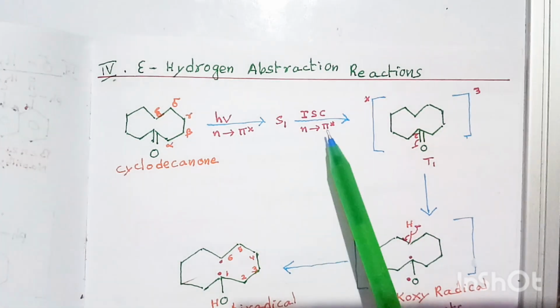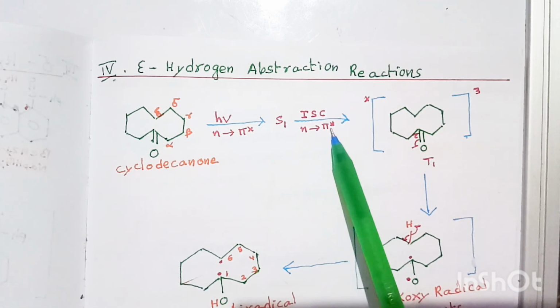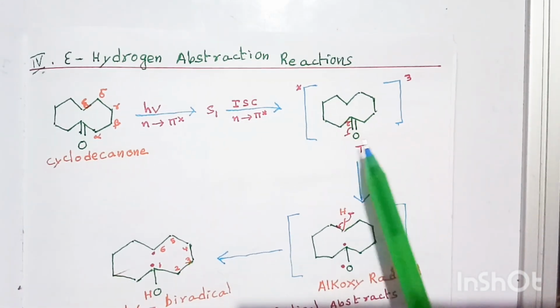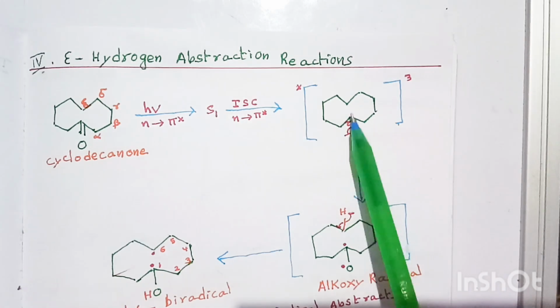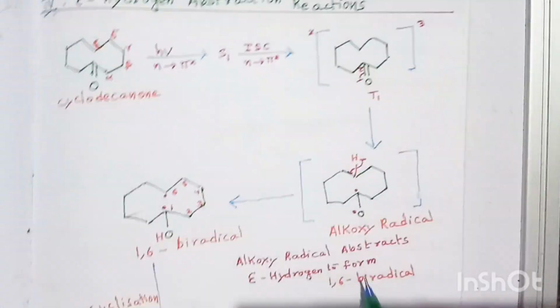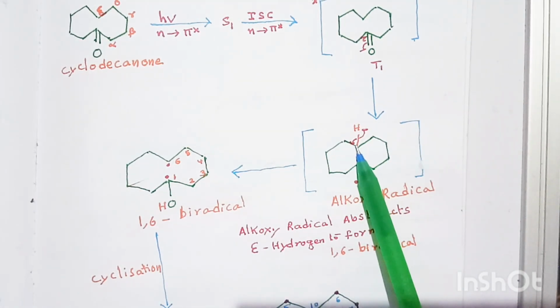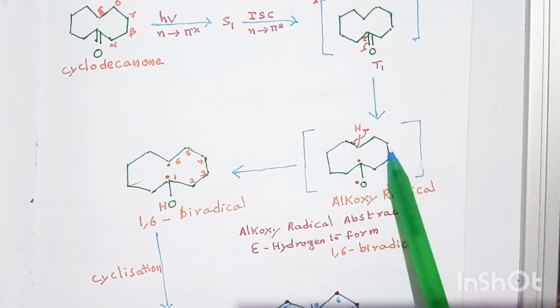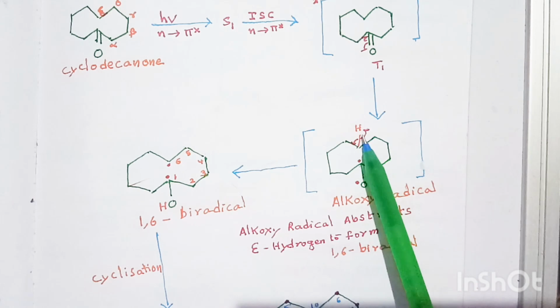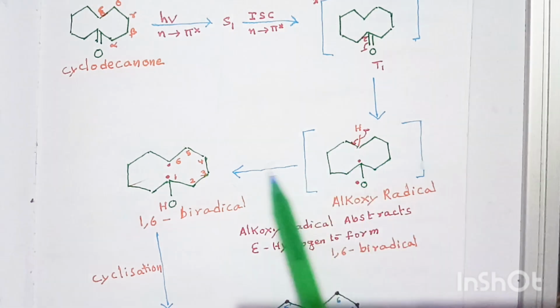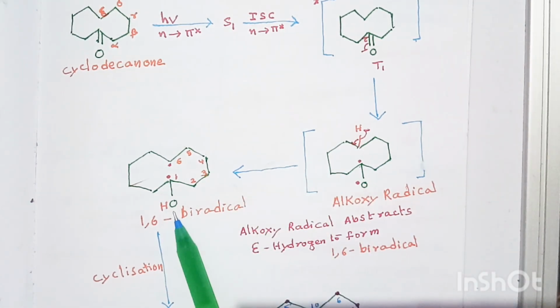When it is irradiated by UV light, it undergoes n to pi star excitation and enters the singlet state. From the singlet state, it enters the triplet state through intersystem crossing. Since it is an aromatic ketone, it will undergo reactions only in the triplet state. So in the triplet state, the pi bond between oxygen and carbon cleaves, forming an alkoxy radical. Meanwhile, the epsilon carbon atom has a hydrogen. So this hydrogen atom gets detached from the carbon atom and gets attached to this oxygen radical.